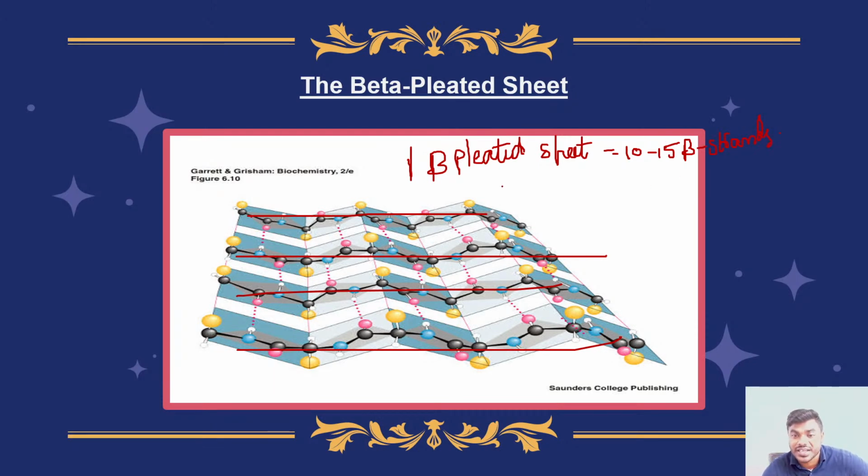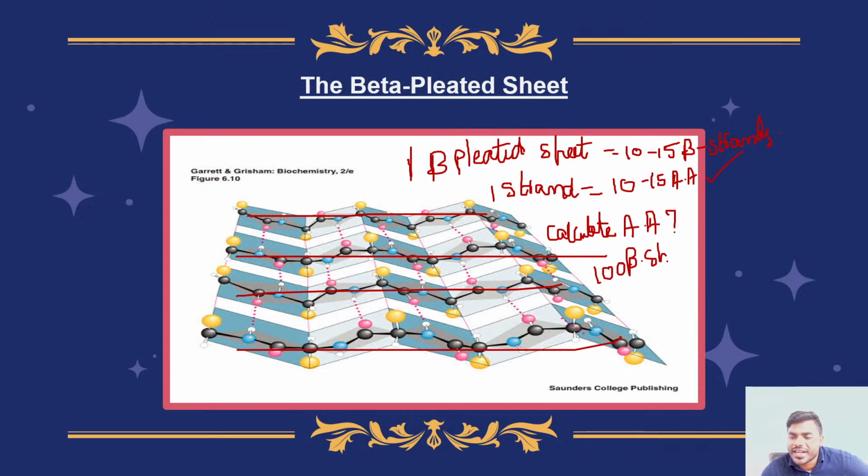Now, one strand contains, on an average, I am using the word average, friends, 10 to 15 amino acids. Now, what kind of a question can they ask? They can ask a question: calculate the total number of amino acids present in the 100 beta pleated sheets. This is the question.